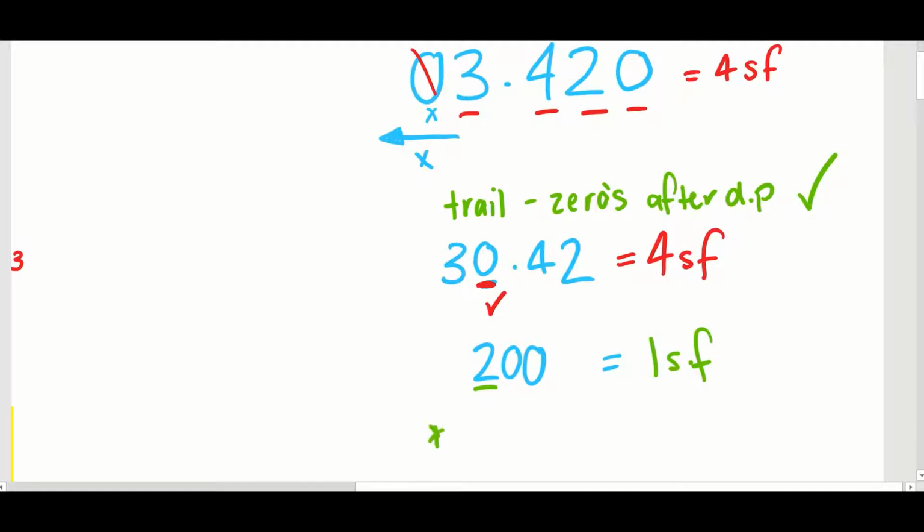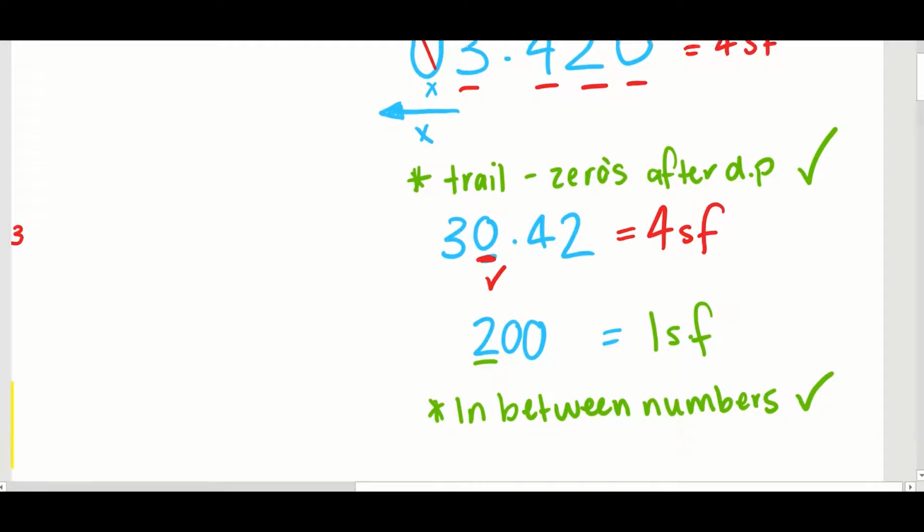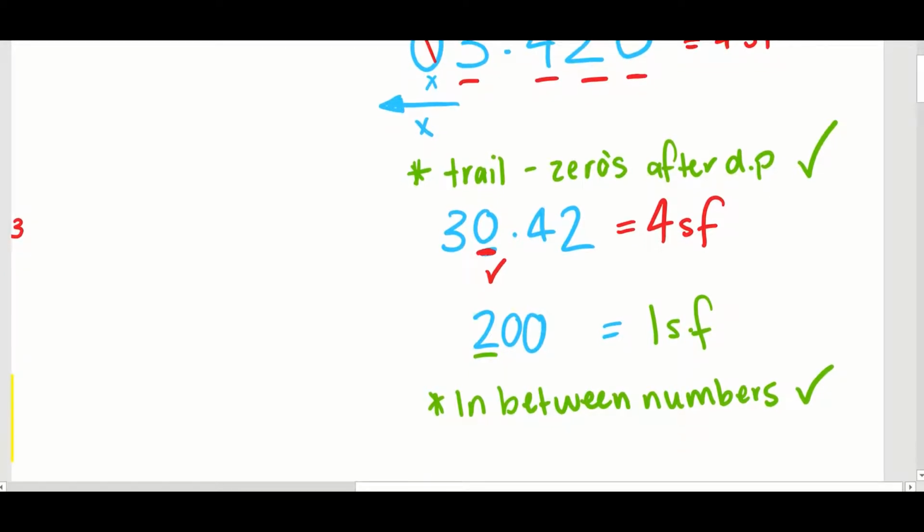So let's make this a little summary. In between numbers. We also count zeros if they are after a decimal place. So any zero after a decimal place, we do count the zeros, okay? Any other time, we don't count zeros. So these are the 2 times we count zeros, all right?